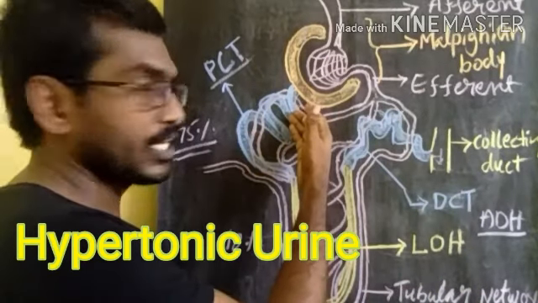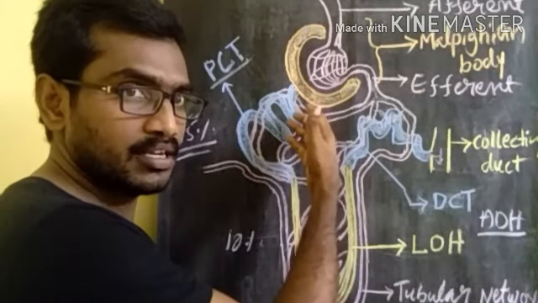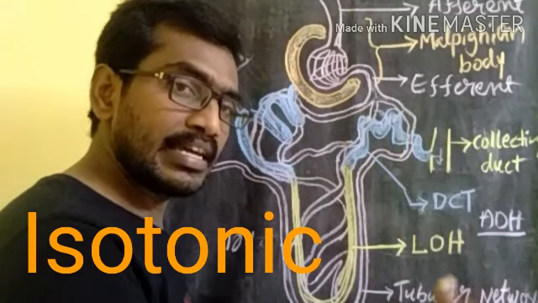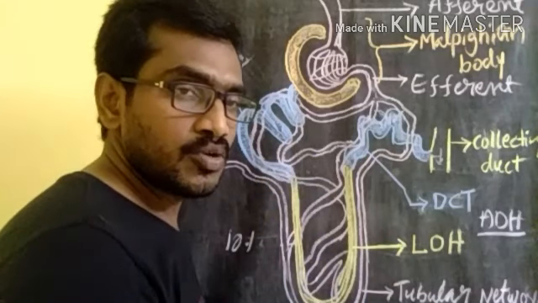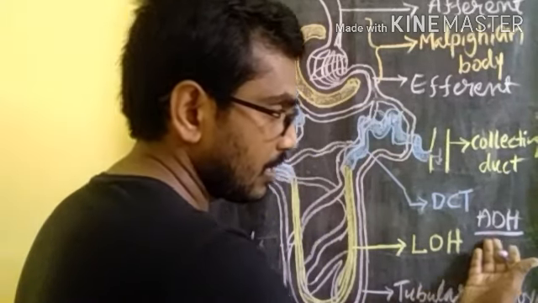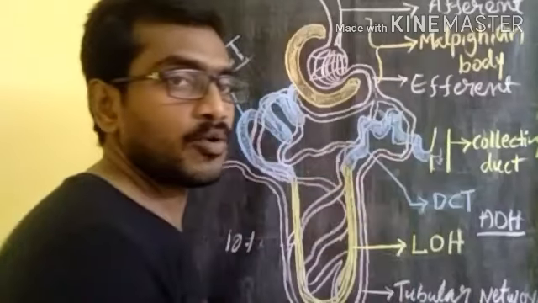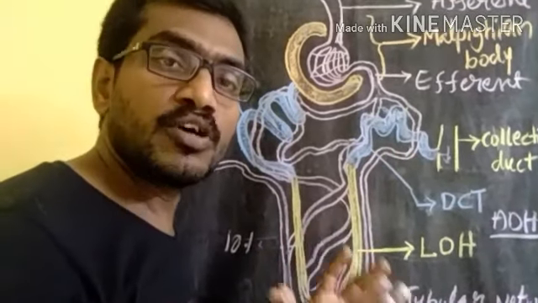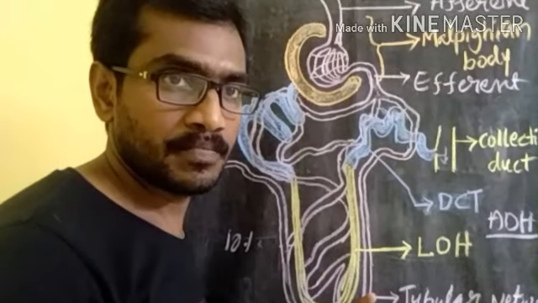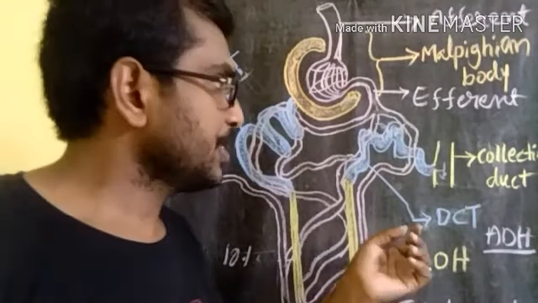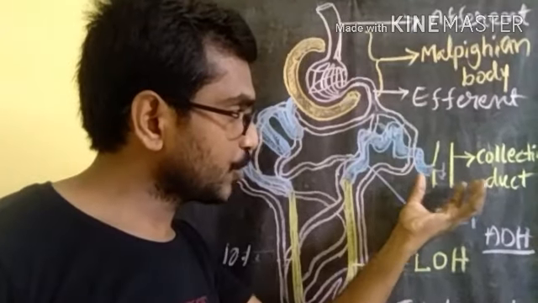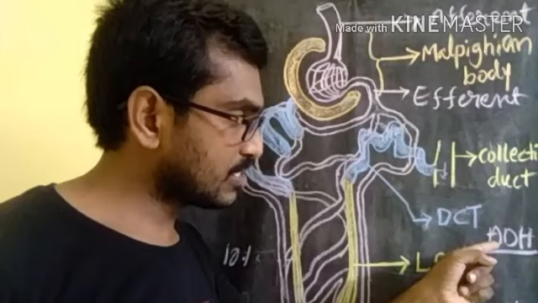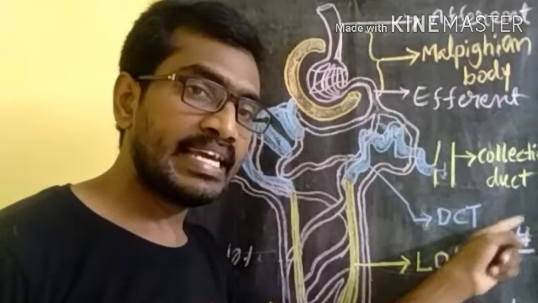Here it is hypotonic, it is isotonic. But when it enters into the collecting ducts, it gets concentrated by the antidiuretic hormone. Okay, so like this, the formation of urine takes place. In the collecting ducts, the urine gets concentrated. This happens as a result of ADH.